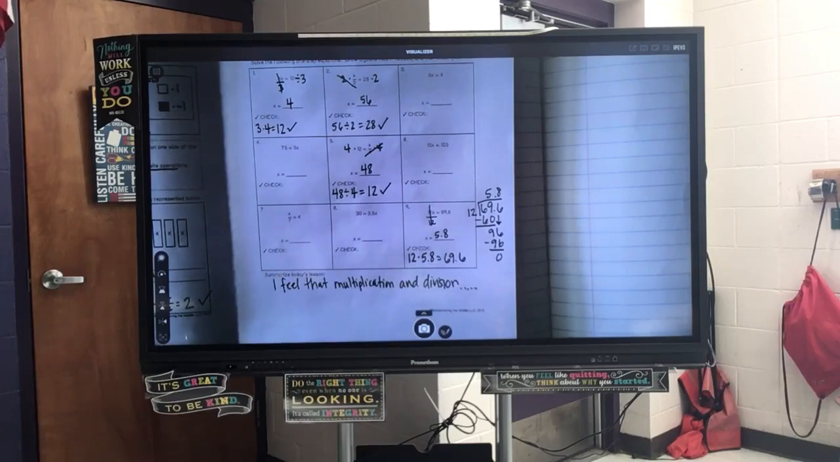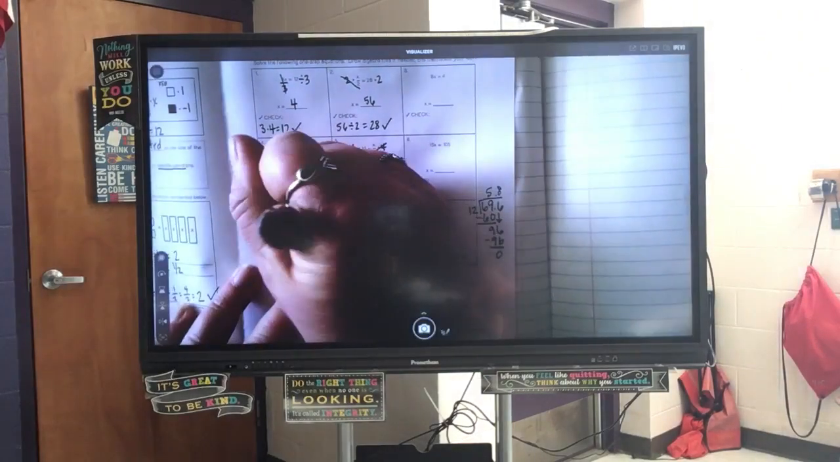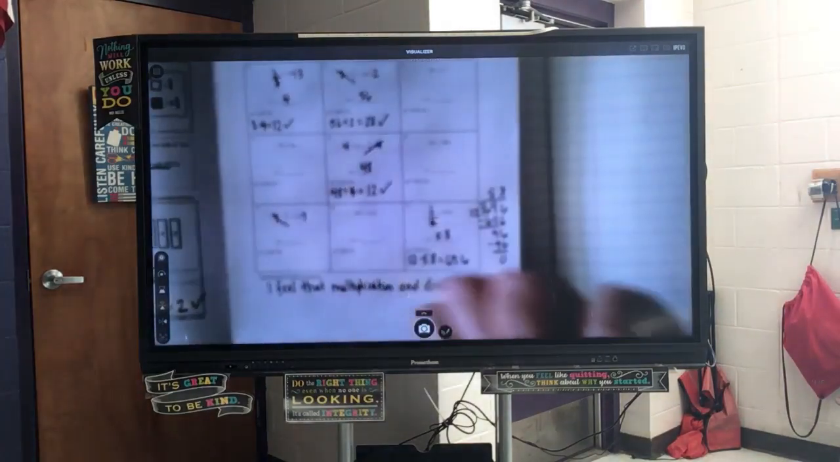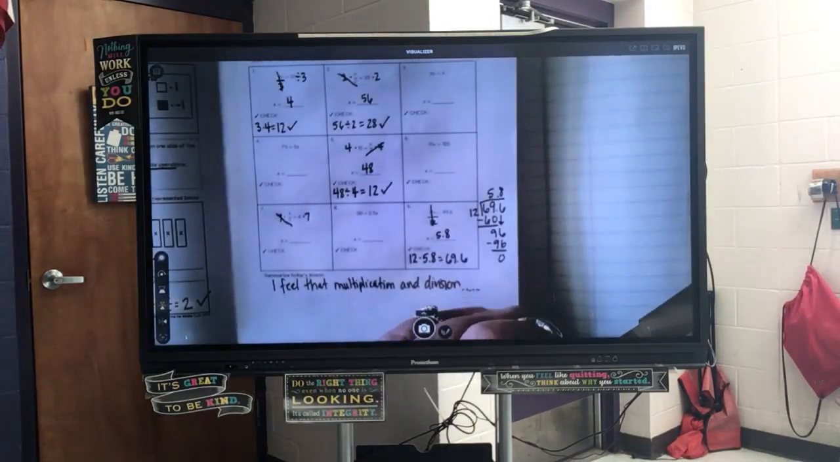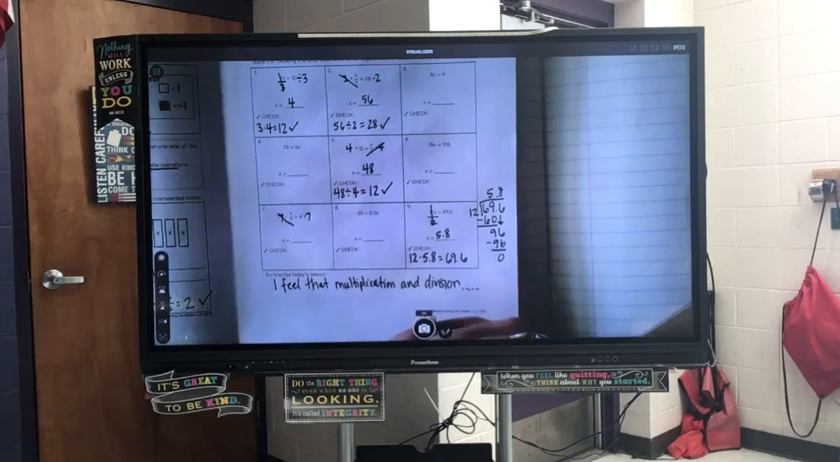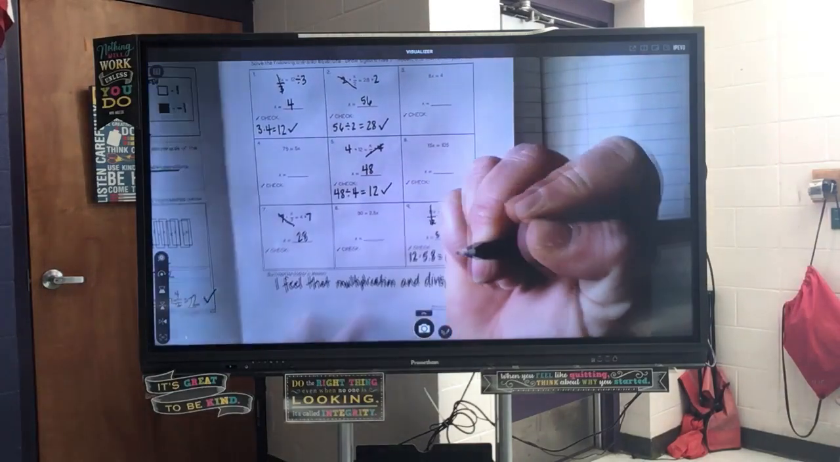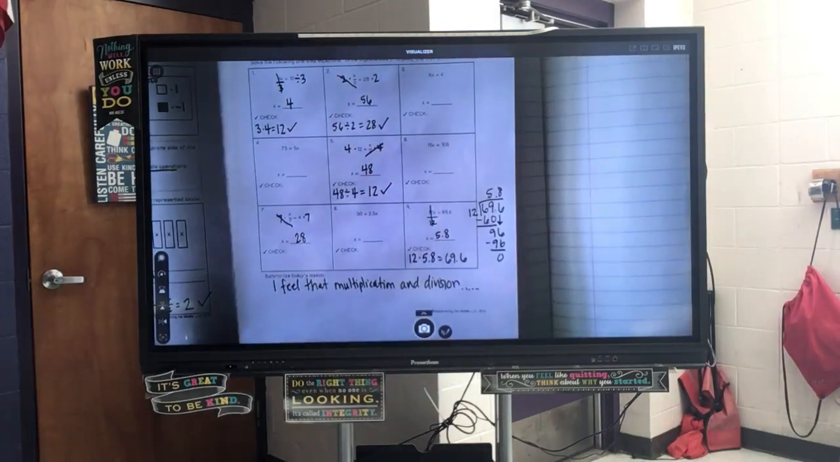Okay, so what is the opposite of division? Alright, so I have to multiply this by 7, which cancels that out, and then I have to multiply 4 times 7. What is 4 times 7? Aiden. 28. Alright, and then how do I check to make sure that this is right? What do I have to do? Jonathan.